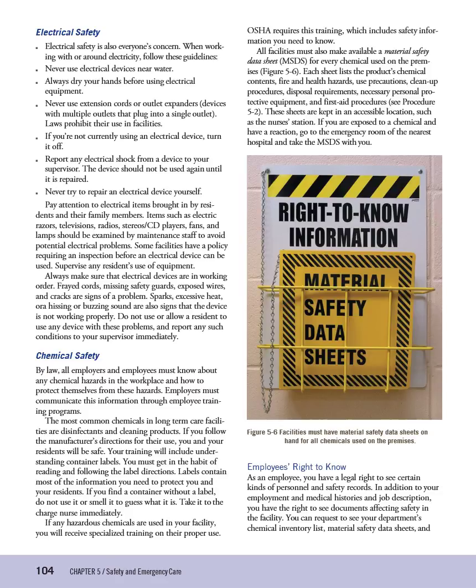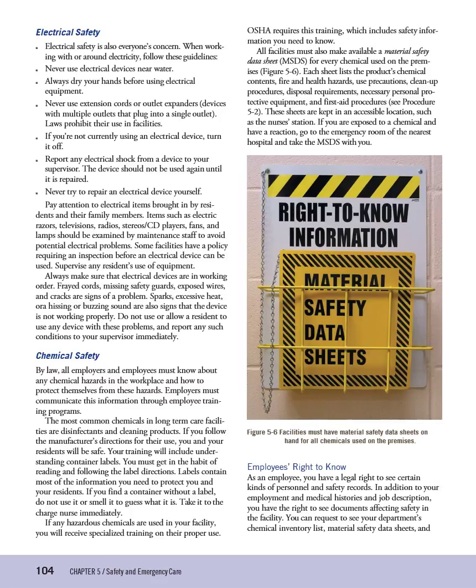All facilities must also make available a Material Safety Data Sheet, MSDS, for every chemical used on the premises. Each sheet lists the product's chemical contents, fire and health hazards, use precautions, cleanup procedures, disposal requirements, necessary personal protective equipment, and procedures. These sheets are kept in an accessible location, such as the nurse's station. If you are exposed to a chemical and have a reaction, go to the emergency room of the nearest hospital and take the MSDS with you.